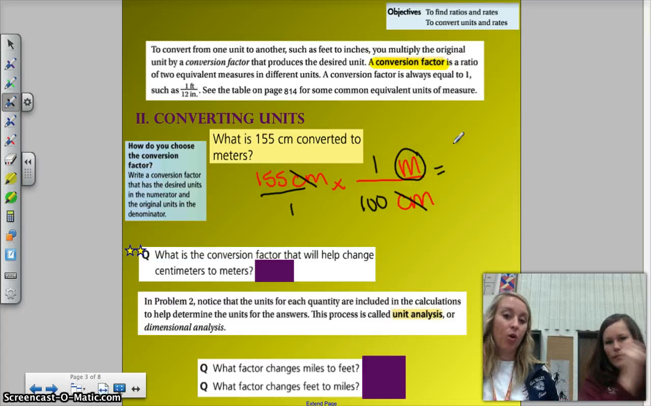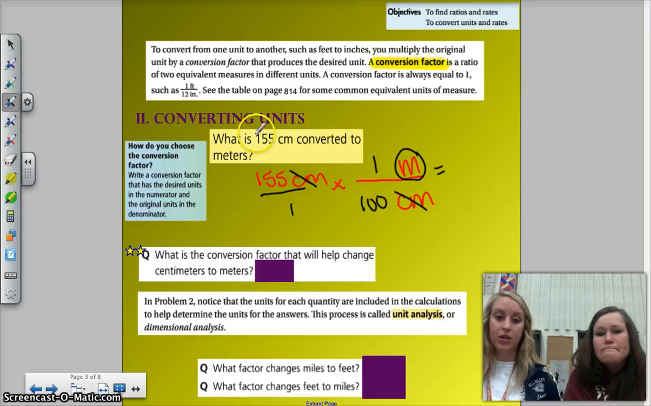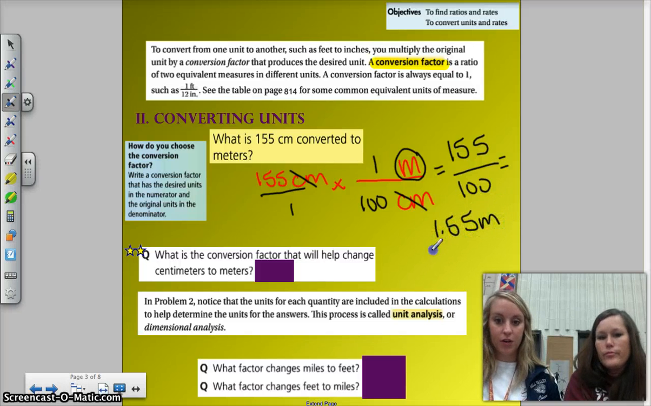Now, guys, notice that I only canceled out the labels. I did not cancel out the numbers. So now you just multiply this across. 155 times 1 is 155 over 1 times 100 is 100. And we're going to divide that out. So it's going to be 1.55, and your label would be meters.